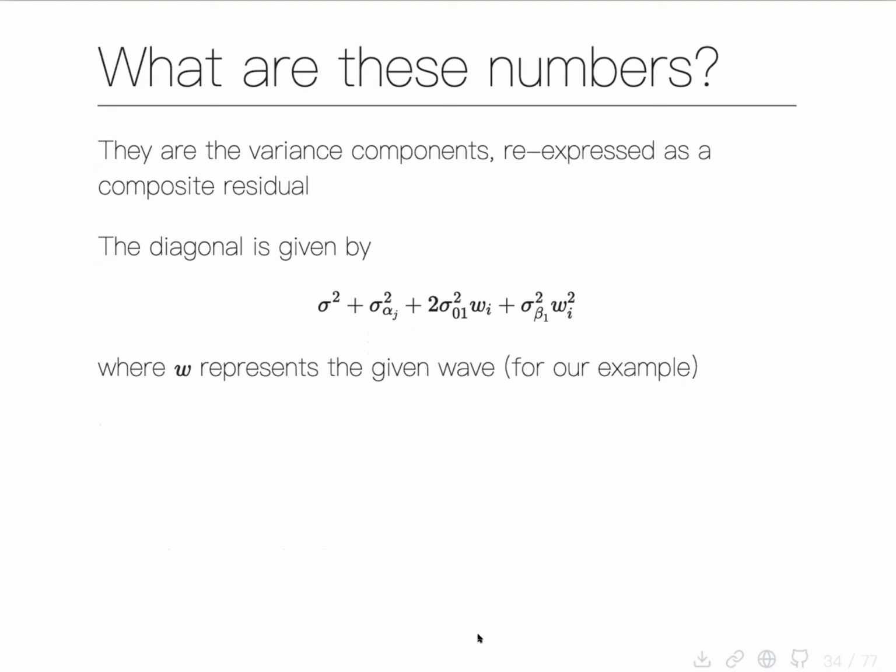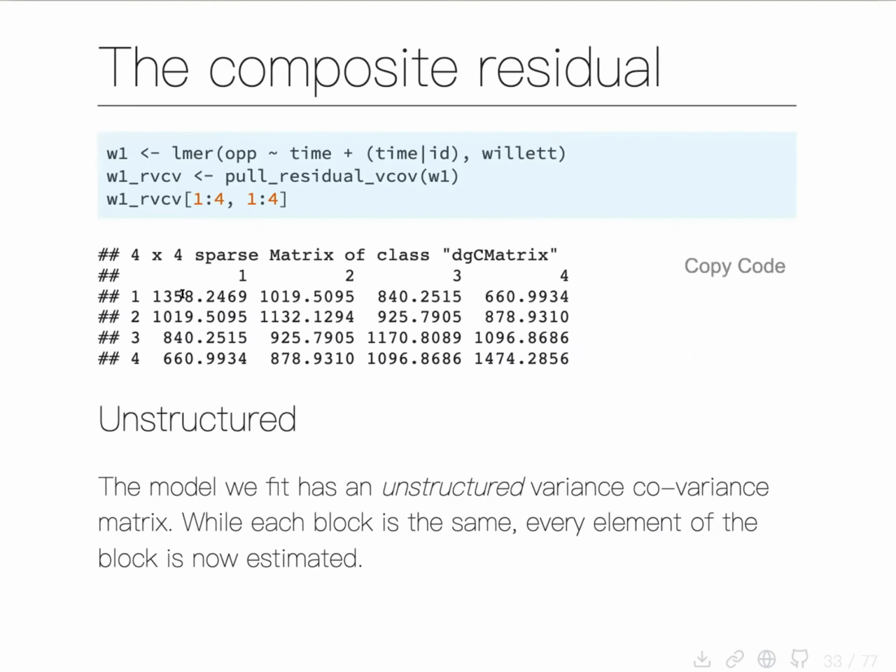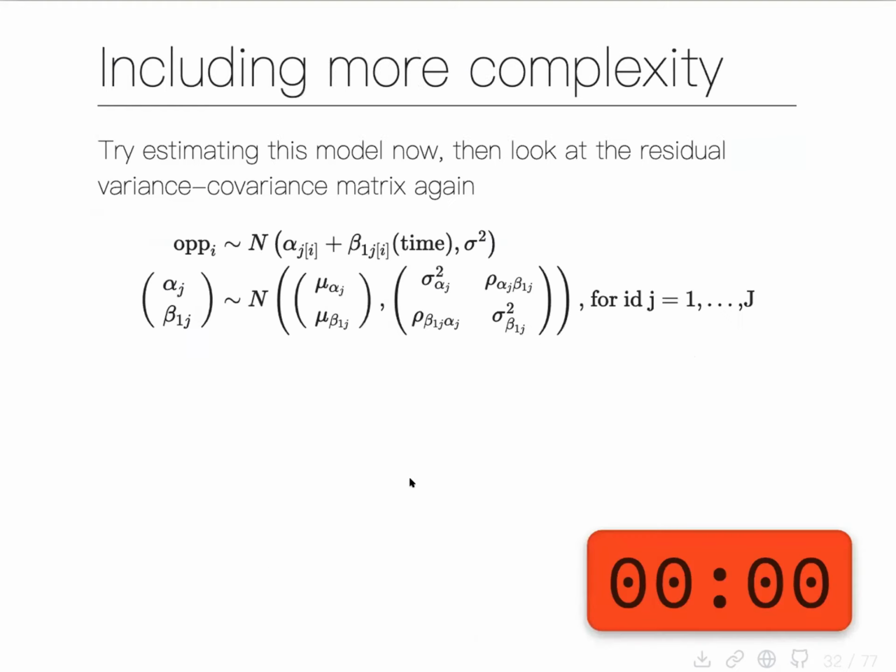Okay, so what are these numbers? I'm not expecting that you're going to be memorizing this equation or even using it, but I did want to show you what is happening here. Because what we're estimating is still just our residual variance, intercept variance, slope variance, and now the correlation between intercept and slope. So that is back here. If we look at this, we can see all of those components: intercept variance here, slope variance here, correlation between intercept and slope here, and then residual variance here.